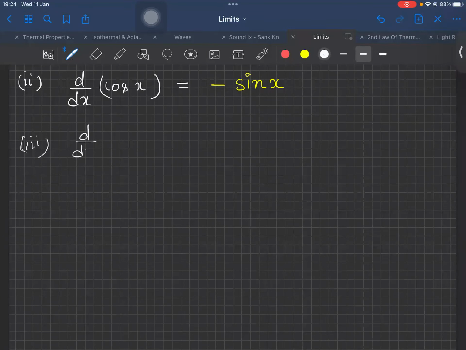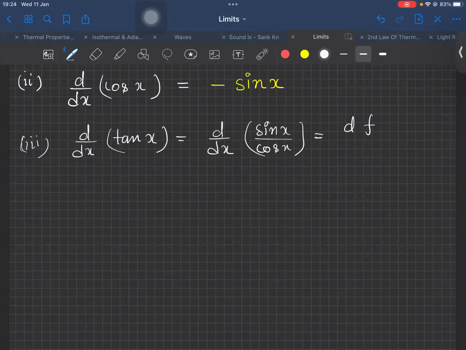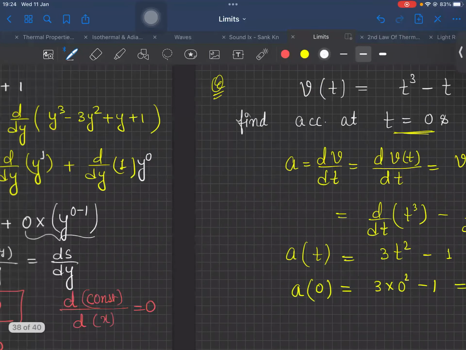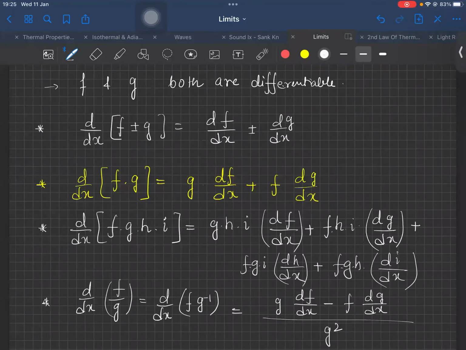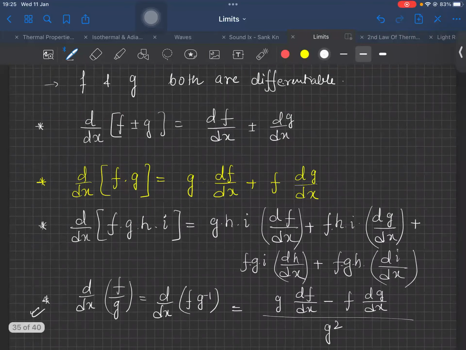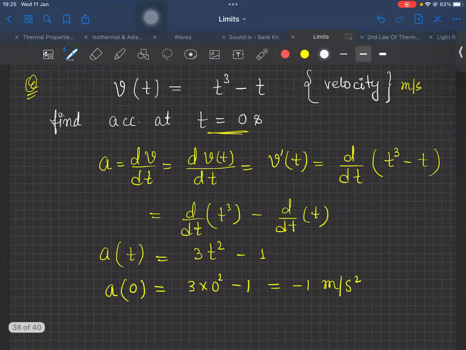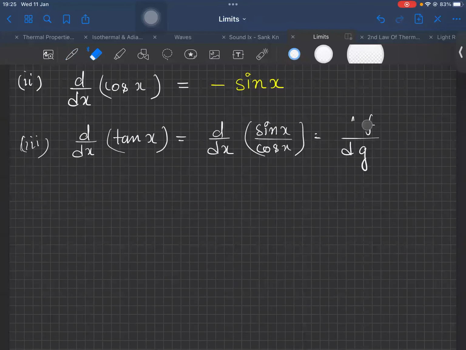Now what is, let's say, the differentiation of tan x? How can you find the differentiation of tan x? You know tan x you can write as sine x upon cos x, right? Now which rule can you use? You can use the quotient rule, the fourth one. You can use this rule and find out what will be the differentiation of tan x. Find out and tell me.